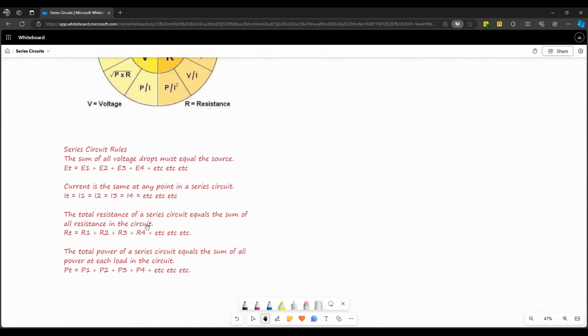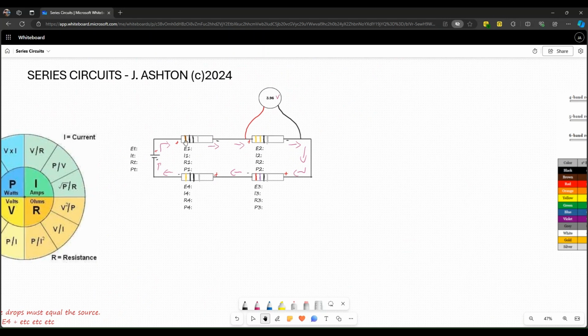Now, the total resistance of a series circuit equals the sum of all resistance in the circuit. Algebraically, RT equals R1 plus R2 plus R3 plus R4. You would add all these resistor values up, and then you would get the total resistance of this series circuit.